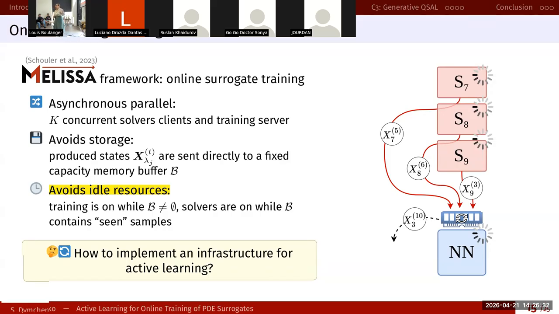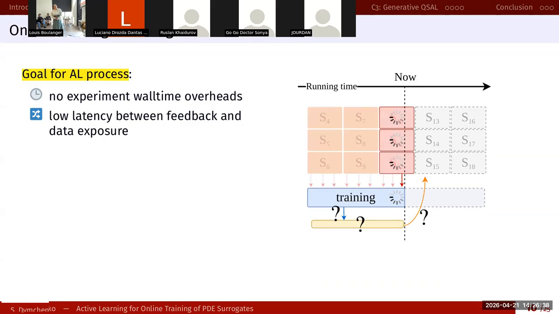But Melissa doesn't have the active learning infrastructure. So how to implement one? I implemented the active learning infrastructure in Melissa with two goals in mind.